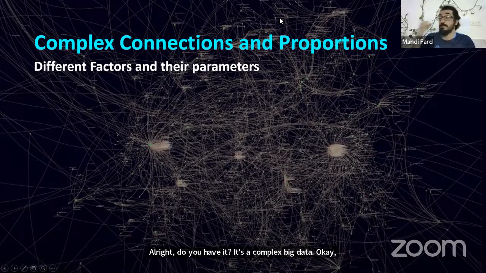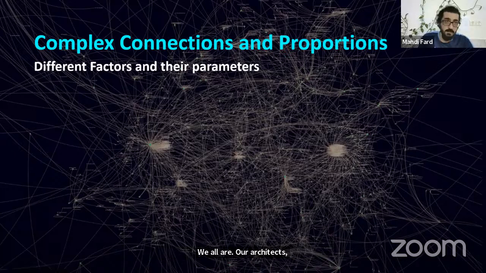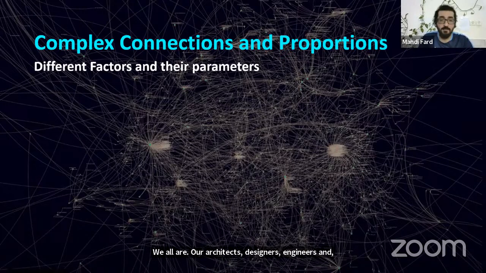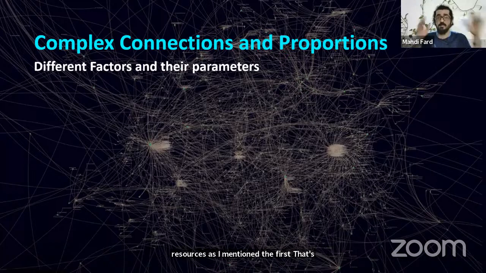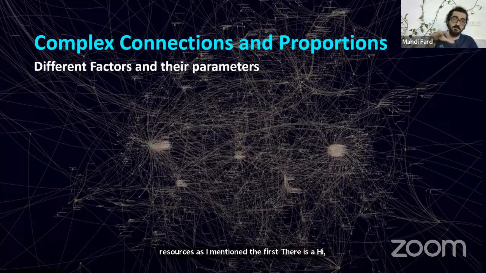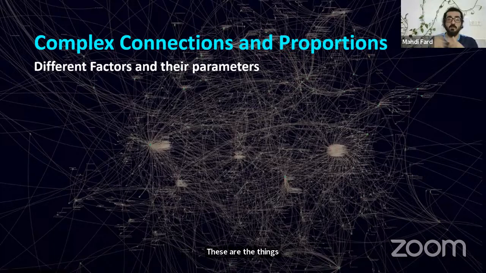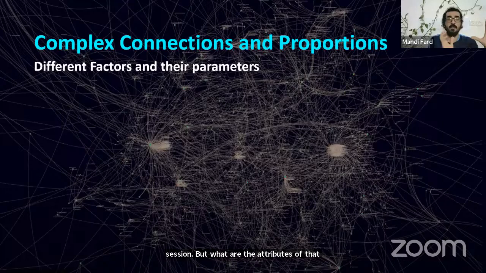Okay, great. We are all architects, designers, and engineers, and real world problems are complex. They come from different resources. As I mentioned, first there is a hash that we should go through to find the relations between different factors and parameters. These are the things we talked about earlier in the first session. But what are the attributes of that hash that we need to go through? There are connections and proportions between parameters.